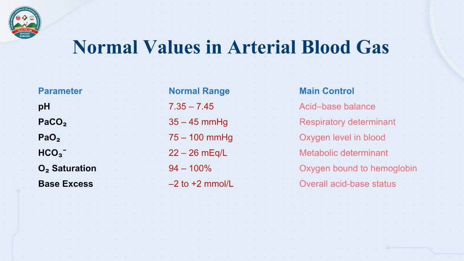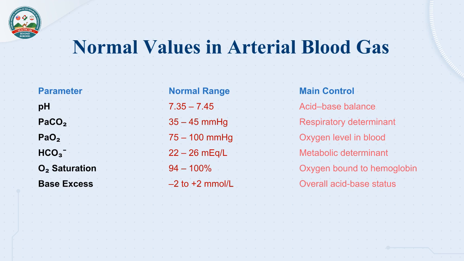What are the normal values in arterial blood gas? pH normal is 7.35 to 7.45. Lower means acidic, higher means alkaline. PaCO2 is controlled by the lungs. High CO2 equals respiratory acidosis. Low CO2 equals respiratory alkalosis.